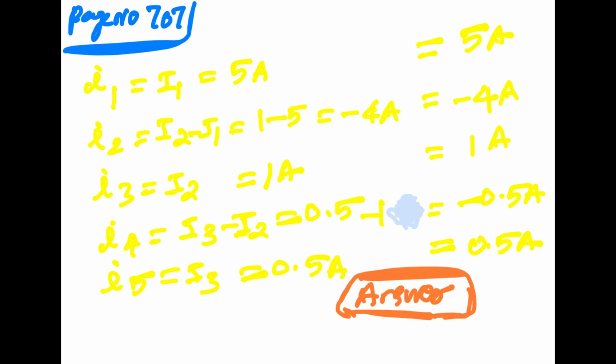Kirchhoff's voltage law and Ohm's law are applied. Ohm's law is V is IR. Kirchhoff's voltage law is the algebraic sum of the total voltage around a closed loop is 0. That is Anna University syllabus, first unit.